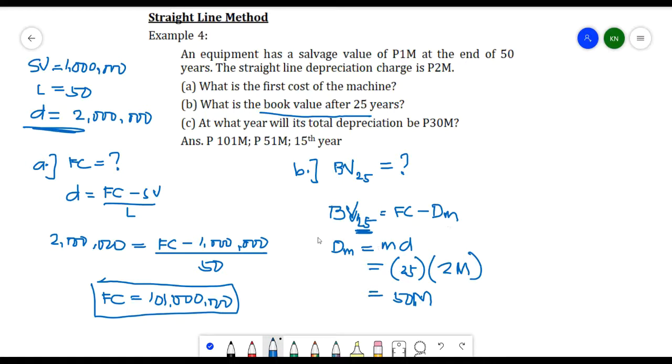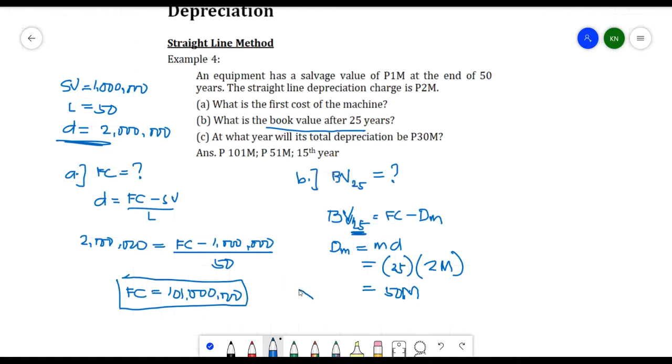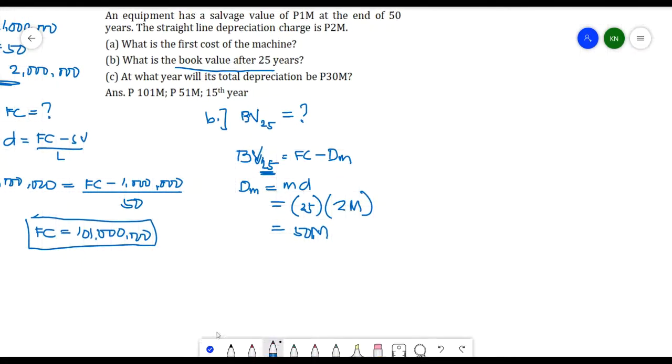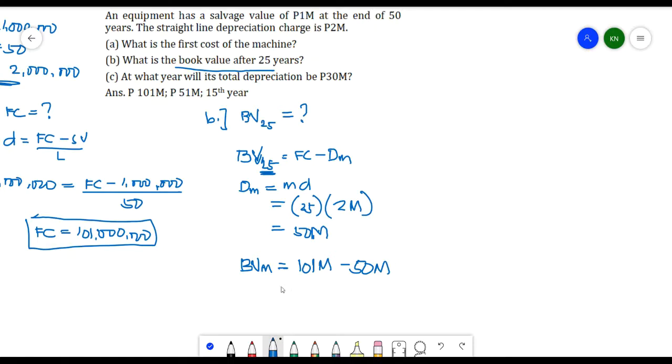After we solve for the DM, then we can already solve for the BVM. So for the BVM, we have BVM is equivalent to FC, which is 101 million, minus our DM, which is 50 million. So our BVM is equivalent to 51 million. So this is now our value.